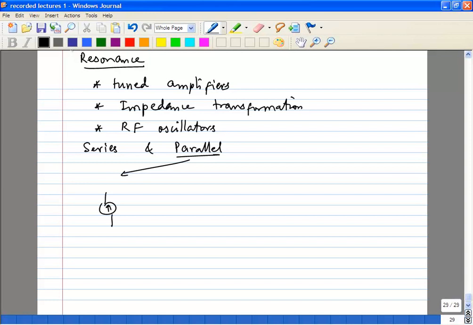So let's say we have a current which is driving a parallel RLC network.